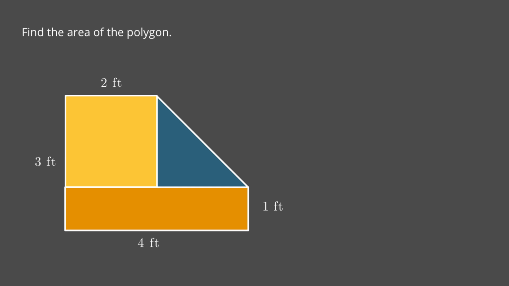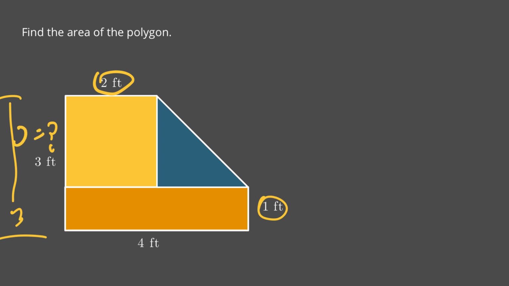Well, the yellow square is 2 feet by something on this side. We don't know what that is right off the bat, but using the logic we know before, we know the whole left side is 3 feet, and we know that the right side here is 1 foot. So when you take 3 minus 1, that gives you 2 feet. So the square itself is 2 feet times 2 feet, which we will do inside of it, giving you 4 feet squared.